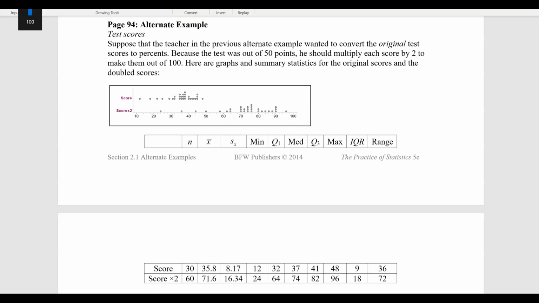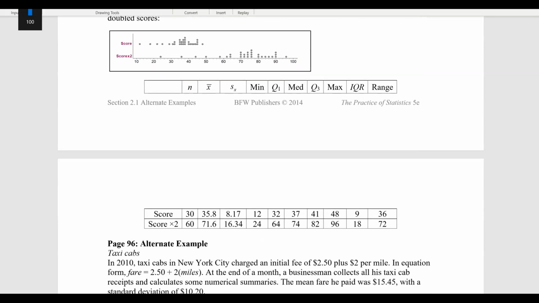The teacher says, it's going to be easier for these students to understand how they did if I measure it out of 100. So if it was out of 50, all we have to do is multiply everybody's score by 2. So if you had 40 out of 50, then we just multiply the 40 by 2, and it's going to be 80 out of 100. So now look what happens when we multiply everybody's score by a constant. Notice what happens. Here's your standard deviation. It also doubled. Measures of spread changed, right?